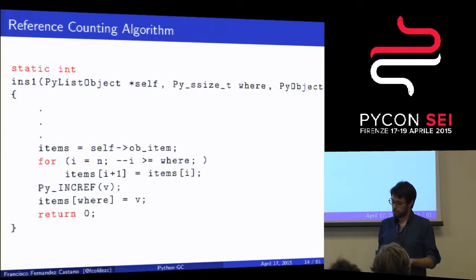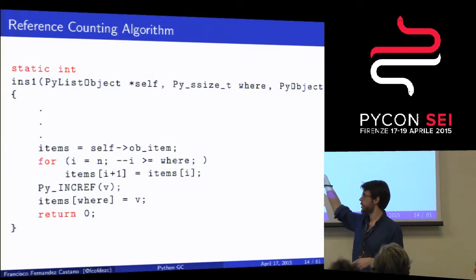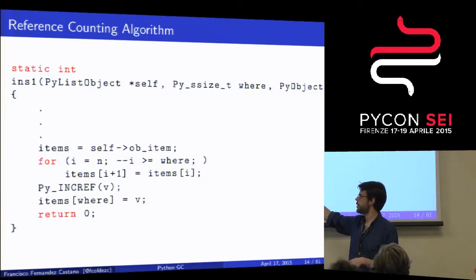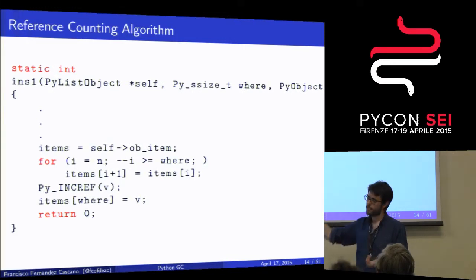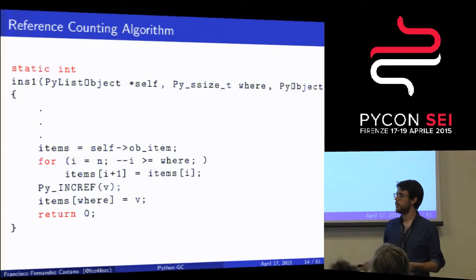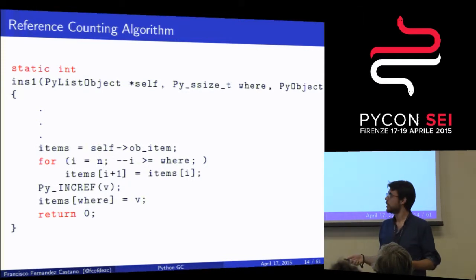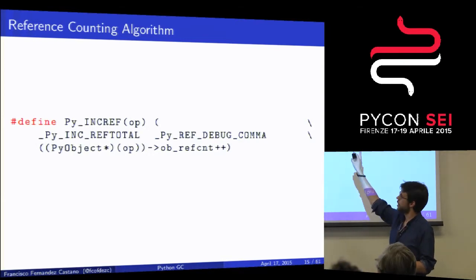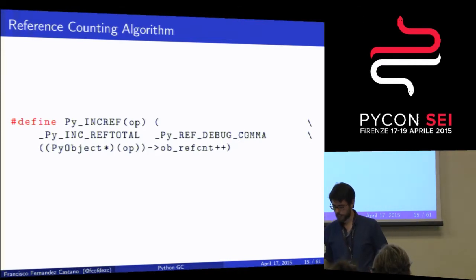For example, here we have a chunk of code of the list object. This is C code, and this line is the one that takes care of incrementing this counter by 1. When we insert an element into a list, the implementation takes care of incrementing this counter. This is the macro expanded. Basically, given the struct that I showed you before, it increments by 1. Nothing difficult.